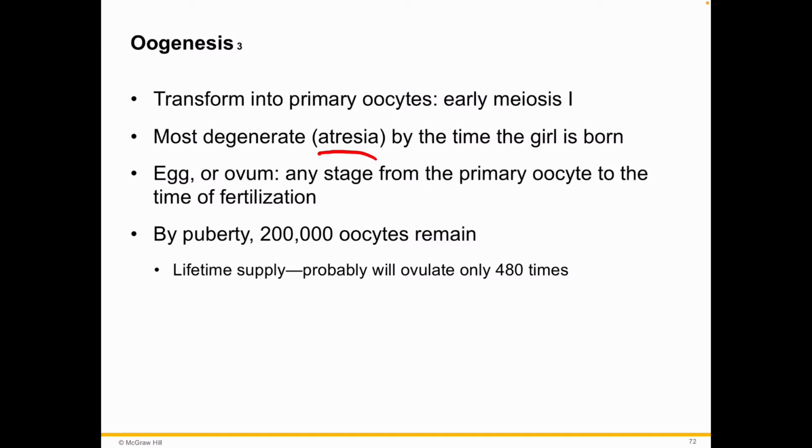The egg, the ovum, is any stage from the primary oocyte to the time of fertilization. By puberty, only 200,000, which is still a lot of those oocytes, will remain, and that is the lifetime supply. An individual will probably only actually ovulate around 480 times.